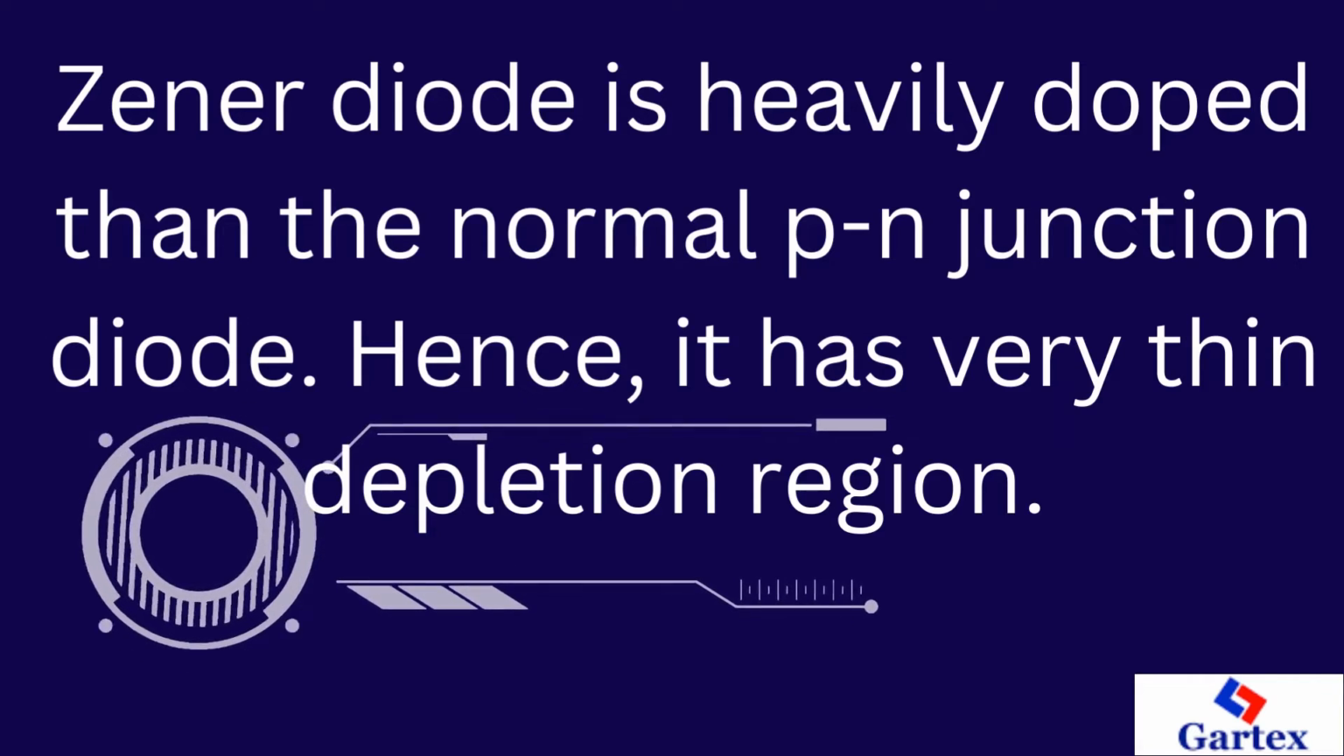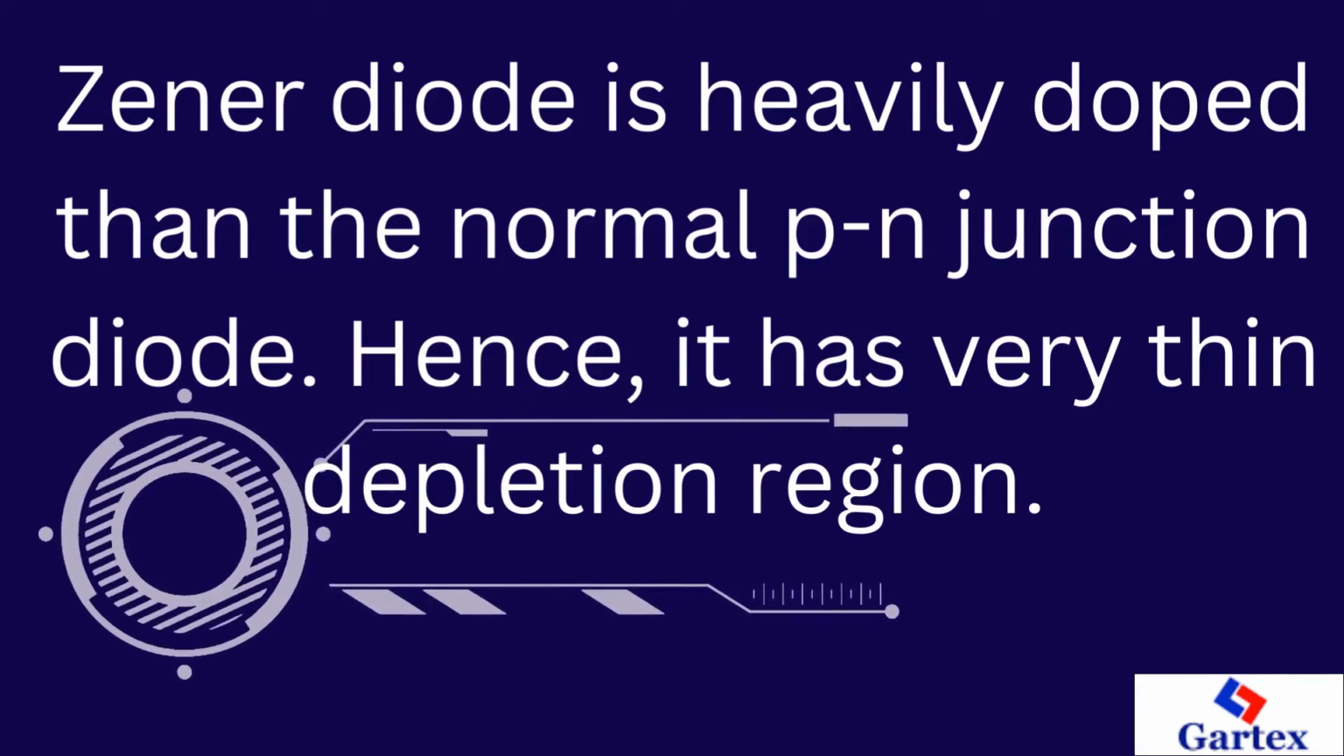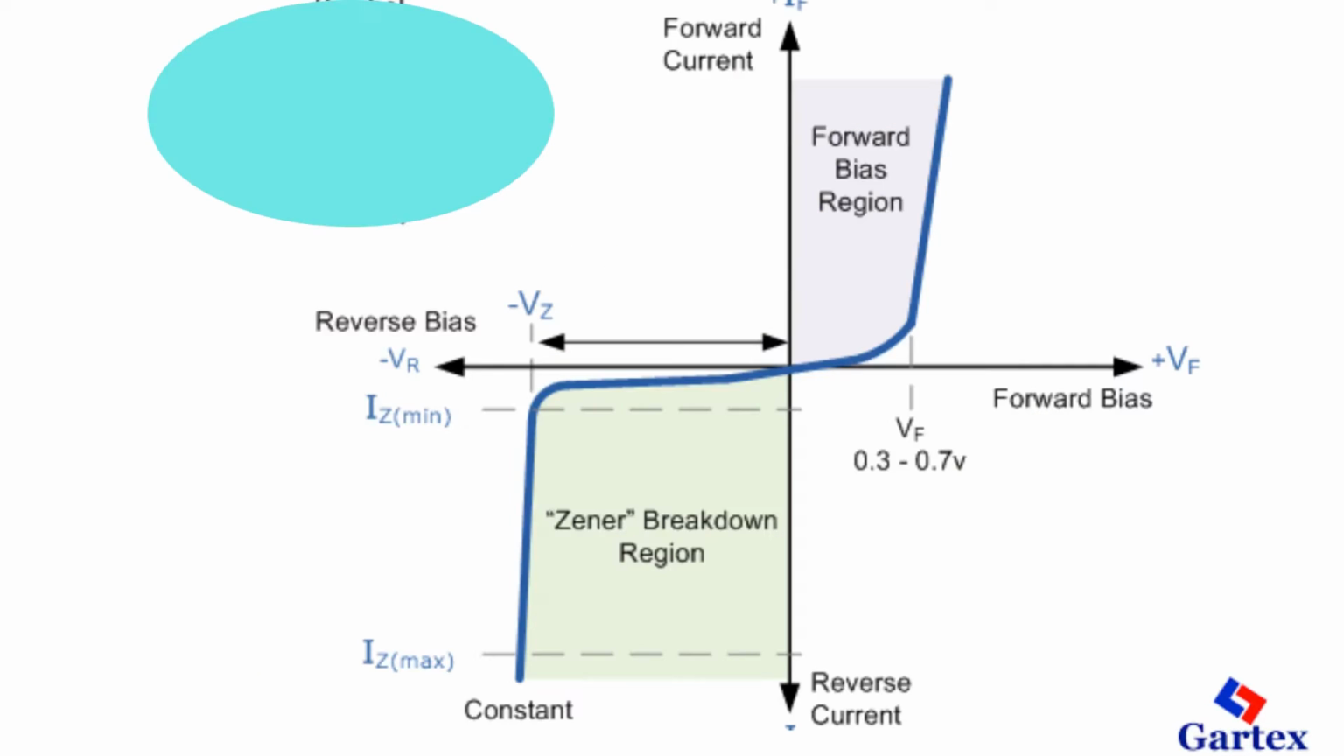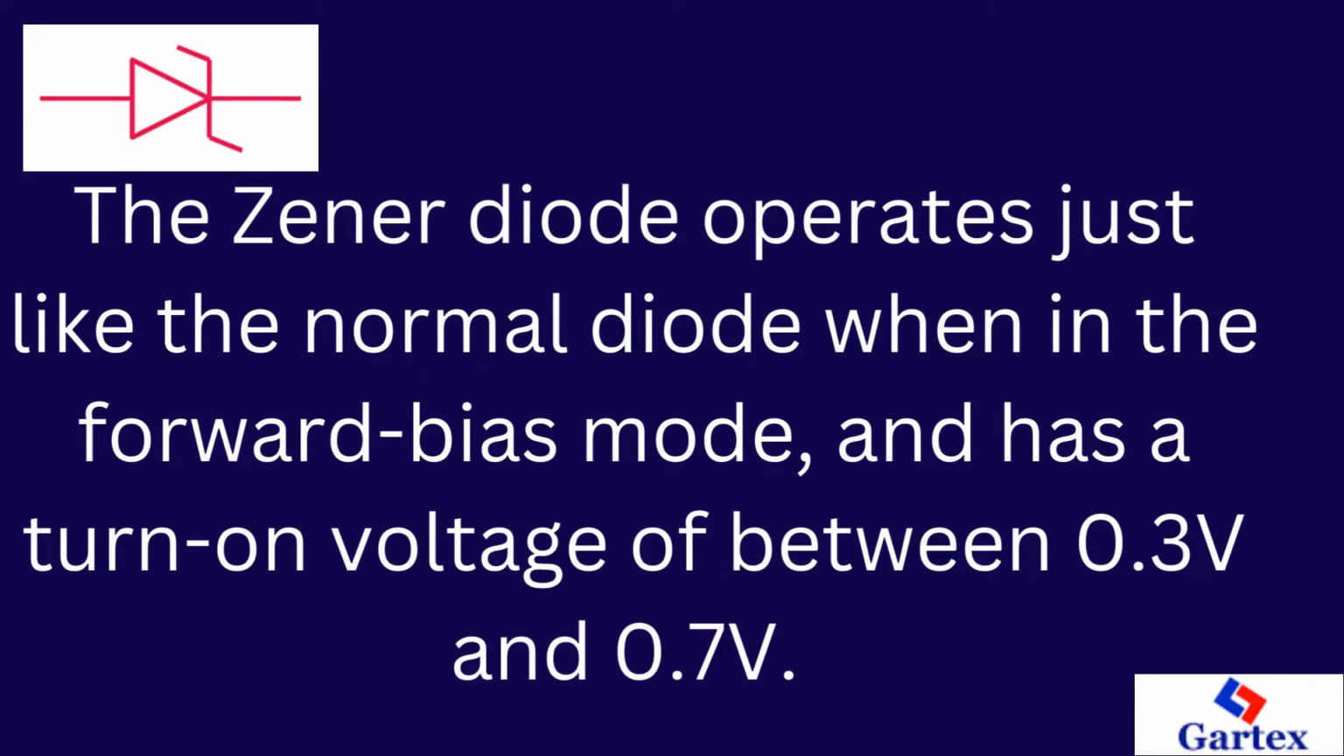A Zener diode is more heavily doped than the normal p-n junction diode. Hence, it has a very thin depletion region. Therefore, it allows more electric current than the normal p-n junction diodes. The Zener diode operates just like the normal diode when in the forward bias mode, and has a turn-on voltage of between 0.3 volts and 0.7 volts.